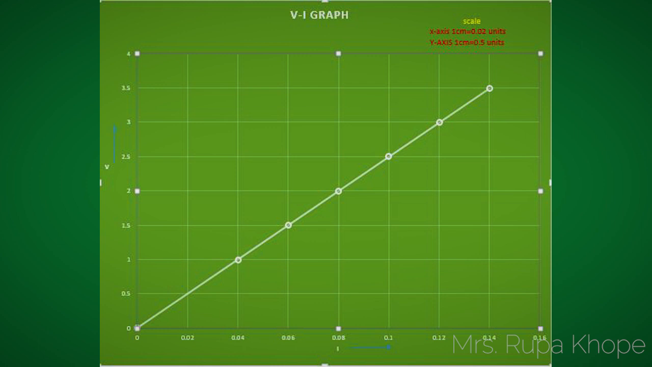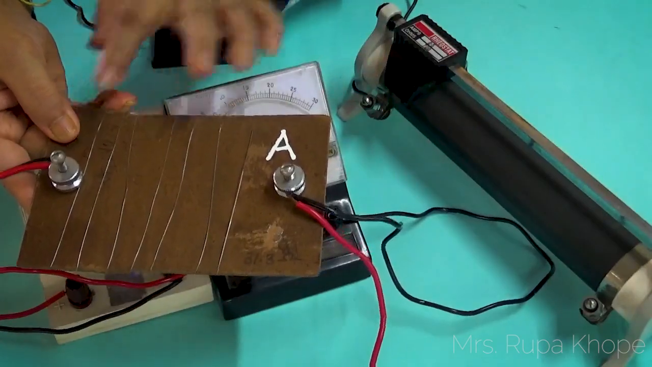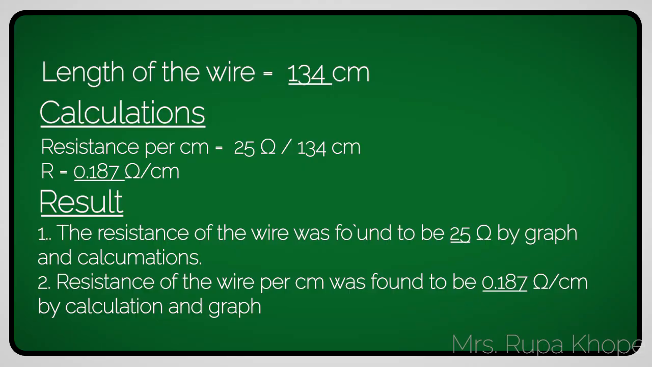Now what is the aim of our experiment? The aim of the experiment is to find resistance per unit length. You are given a wire and this wire has a particular length. Now resistance, 25 ohms, divided by that length in centimeters, you will get resistance per centimeter. That is the result of the experiment.